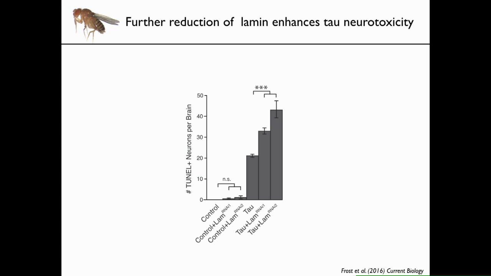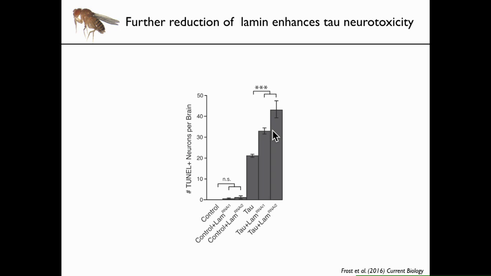All right, I then combined the tau transgenic fly with a further knockdown of Lamin using 2 non-overlapping RNAi lines, and I looked at neuronal death based on TUNEL staining in the brain at 10 days. So tau expressed alone has a significant amount of neuronal death, and then when you combine that with a further reduction of Lamin, I saw a significant increase in neuronal death.